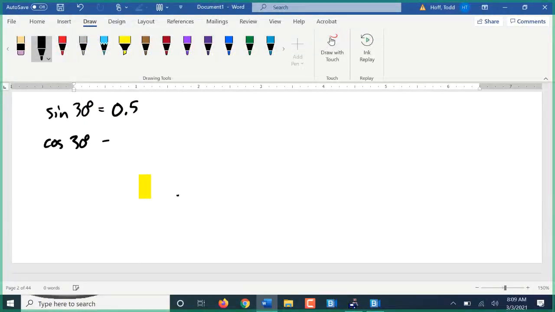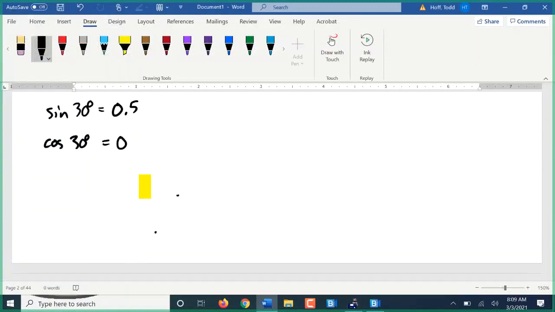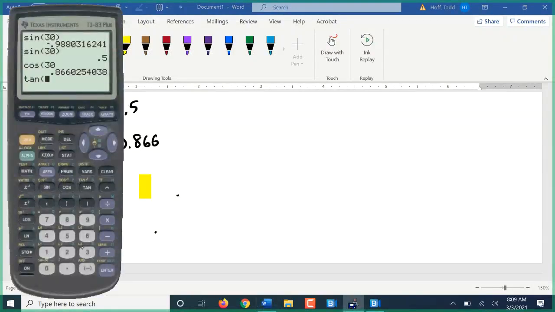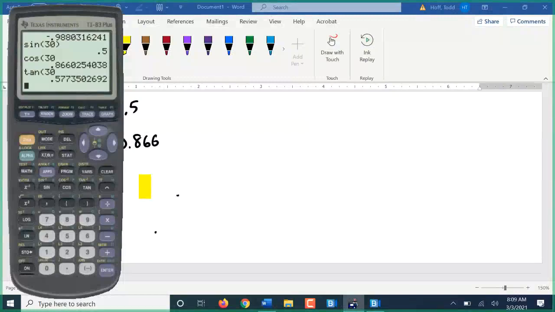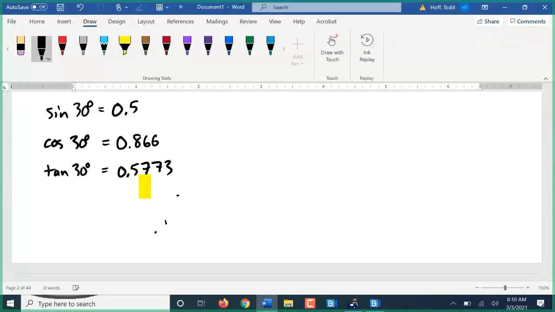Cosine of 30 degrees should be 0.866. Tangent of 30, 0.577. Let's go for the fun ones. Yeah, those at 30 degrees. Can't make it easy.